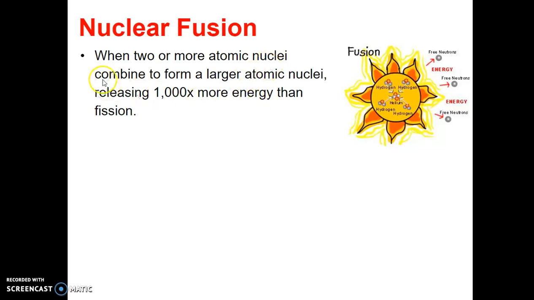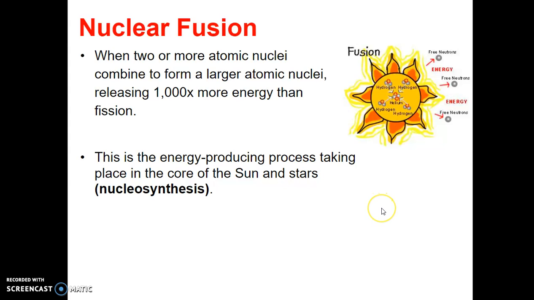So when 2 or more atomic nuclei combine to form something larger, you're releasing 1,000 times more energy than fission. That is where we think of stars as being our fusion or element generators. So here we've got hydrogen fusing into helium, and you get free neutrons being given off and lots of energy. This is the energy producing process taking place in the core of the sun and the stars, and we call it nucleosynthesis because they're synthesizing nuclei. So the nucleus of an atom is actually being synthesized in the stars.